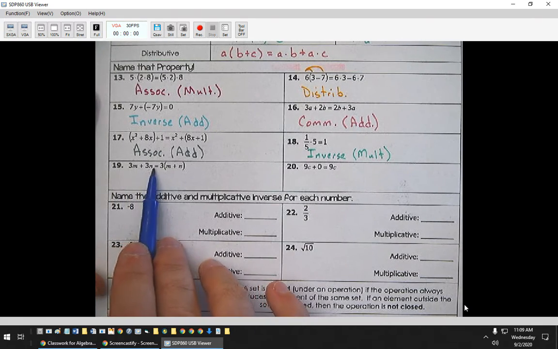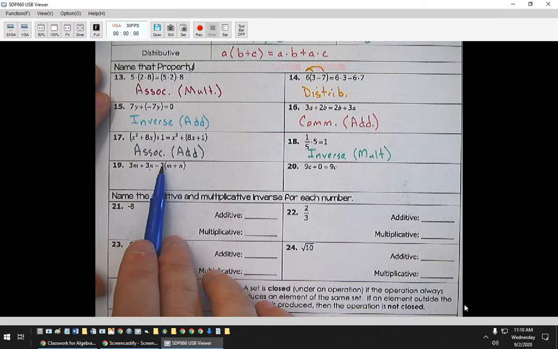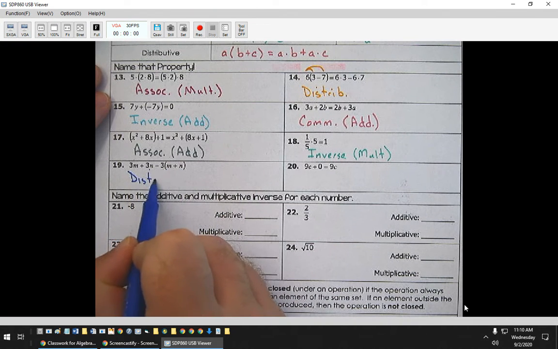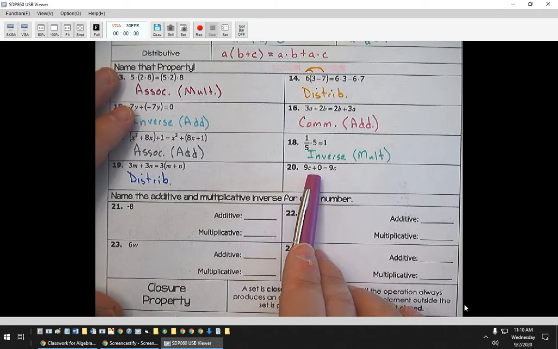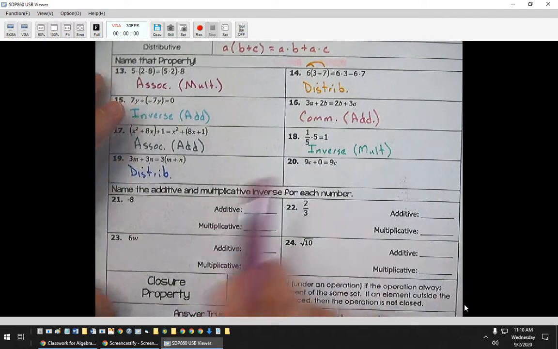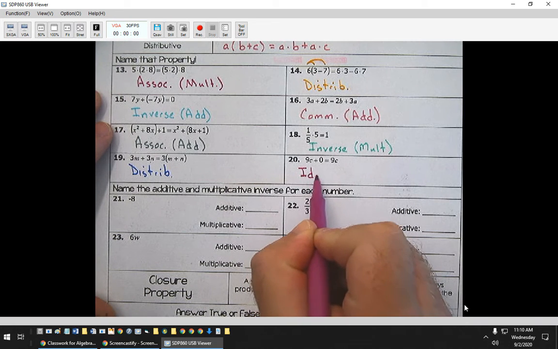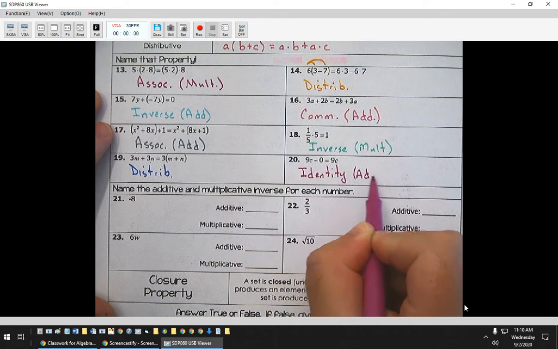3m plus 3n, and then, this one's kind of weird, but keep in mind, how could you take this 3 and give it to both of those inside? The only way to do that is to distribute. So this is the distributive property. And then last but not least, what are we up to here? 9c, you took something, you added nothing, and still got 9c. So we didn't change anything. What happened to 9c? 9c kept its identity. And this one, because it's addition, this is the additive identity.